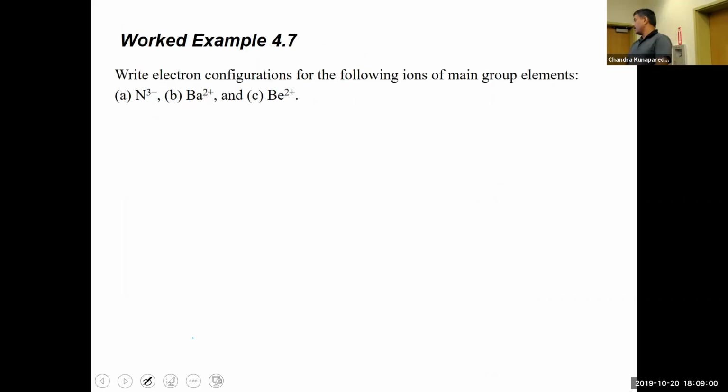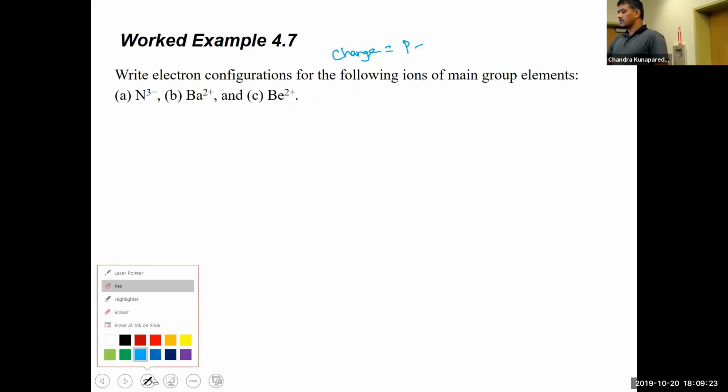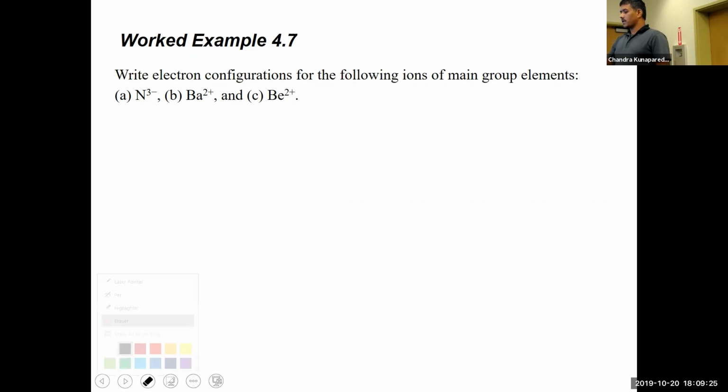Here the question is asking, write electronic configurations for the following ions of main group elements. Without watching this video further, by taking a pause, I want you to answer it. First of all, I want you to use that formula. I like that formula. It says charge is equal to P, sorry, I just proposed that formula and I forgot it. No, it is E is equal to P minus charge, right?